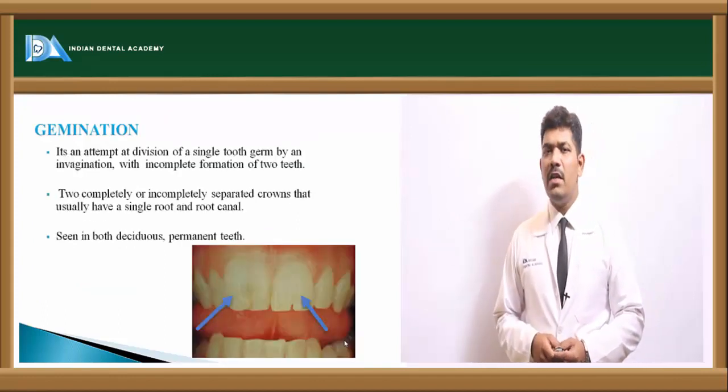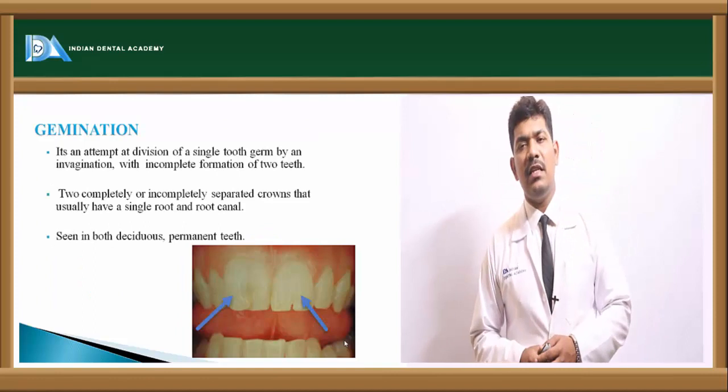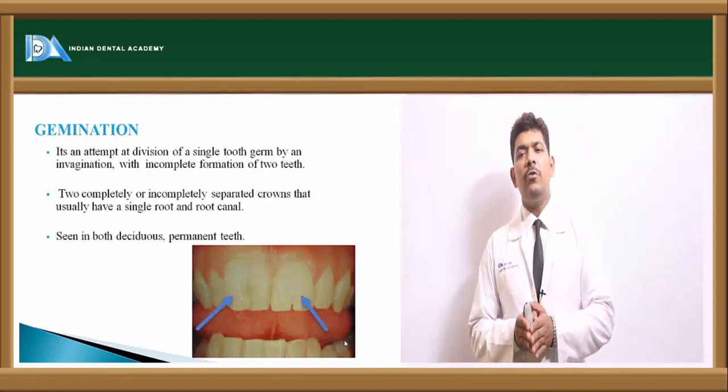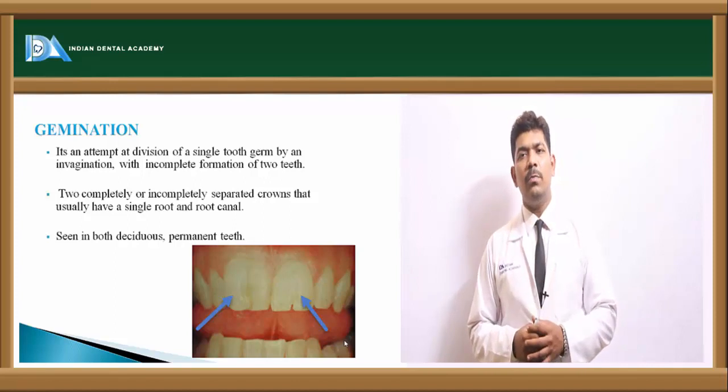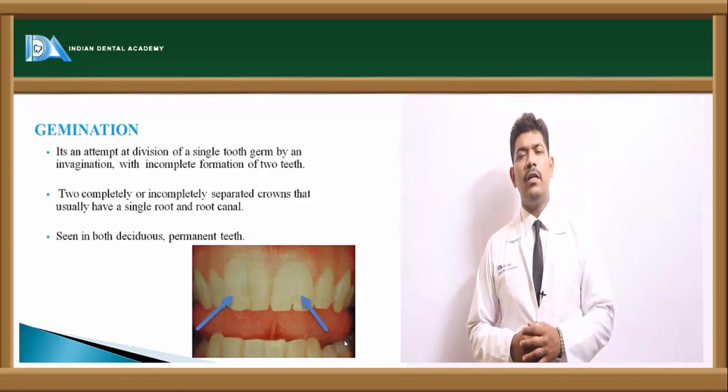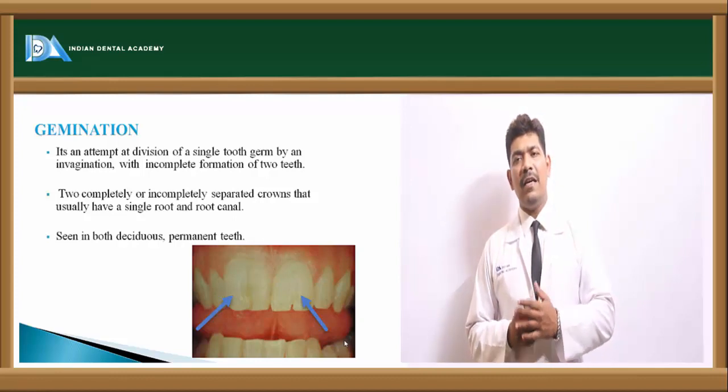The first among them is gemination. As the name suggests, there is a germination potential for the same tooth bud to give rise to two teeth from the single tooth bud. So the tooth bud tries to give out two different teeth, wherein it fails.